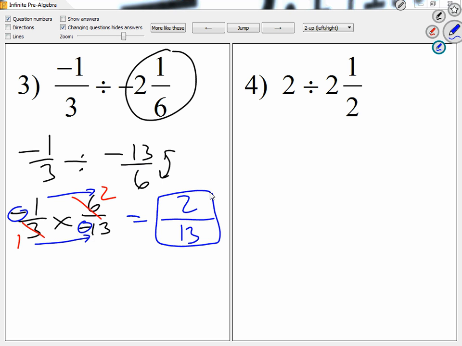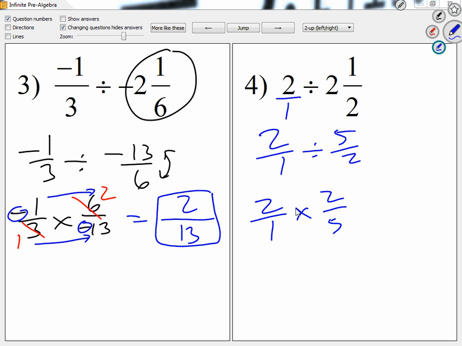Let me take a look at question number 4. I'm going to change that first number to a fraction. And I'm going to change the second one to an improper. So I'm going to go 2 over 1 divided by 5 over 2. Right, I change the second one to improper fraction. That cannot have any mix. I'm going to change this to multiplication now. 2 over 1 times 2 over 5. Don't forget, flip the second fraction. What do you guys get? 4 over 5.